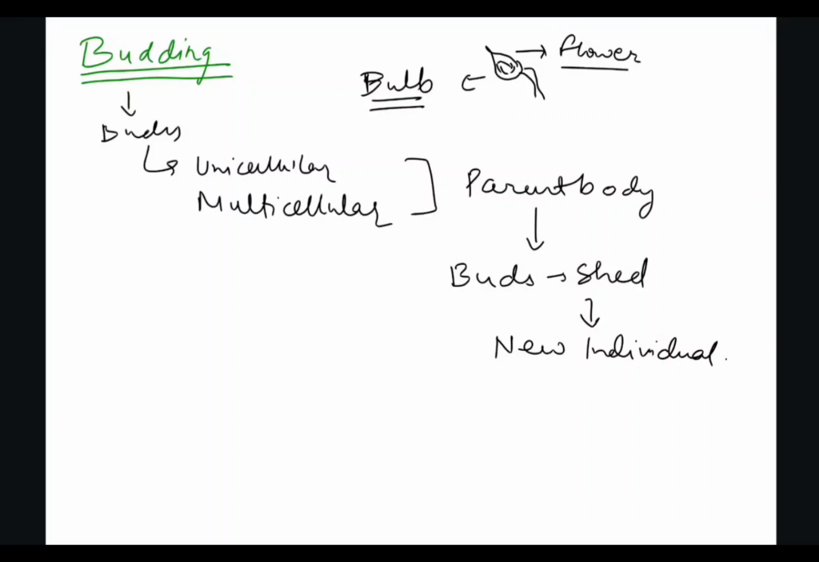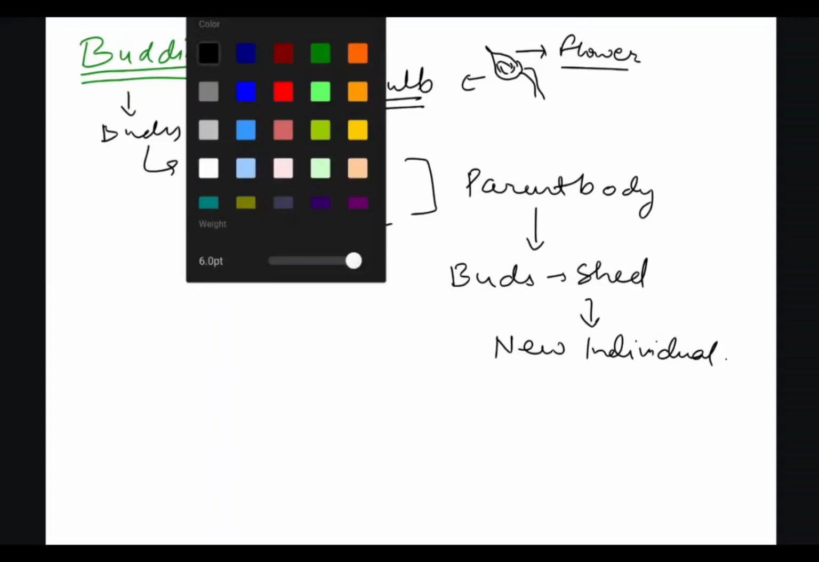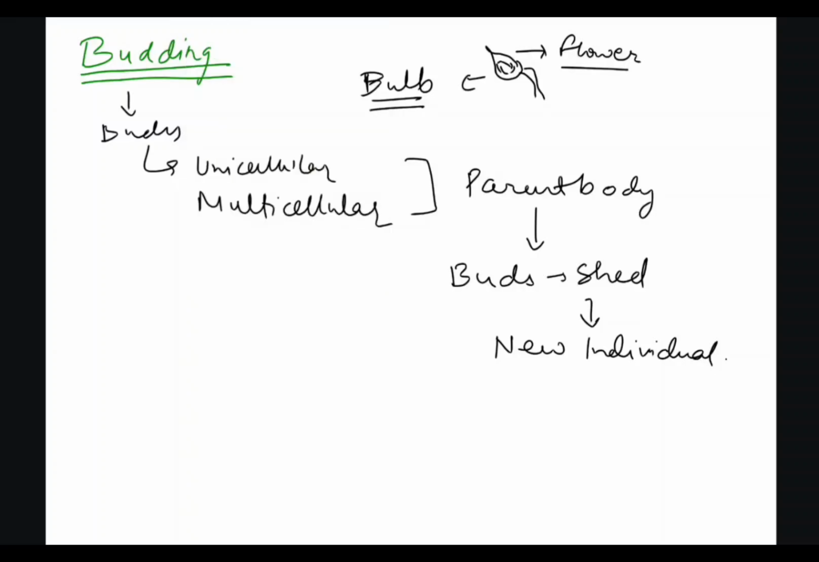How do we know that, right? Now let's take the example of a yeast or a hydra. Let's talk about hydra here. Hydra looks like this. There are tentacles here, and there is a small outgrowth.